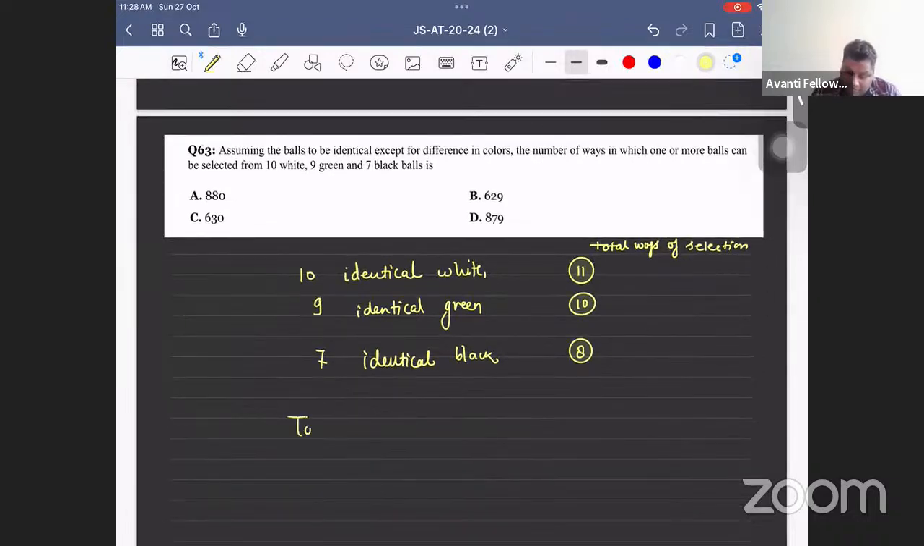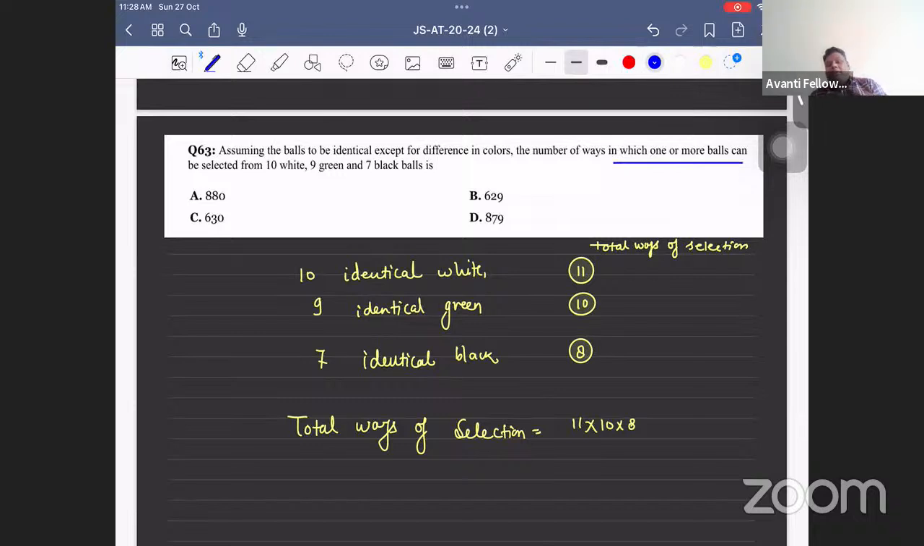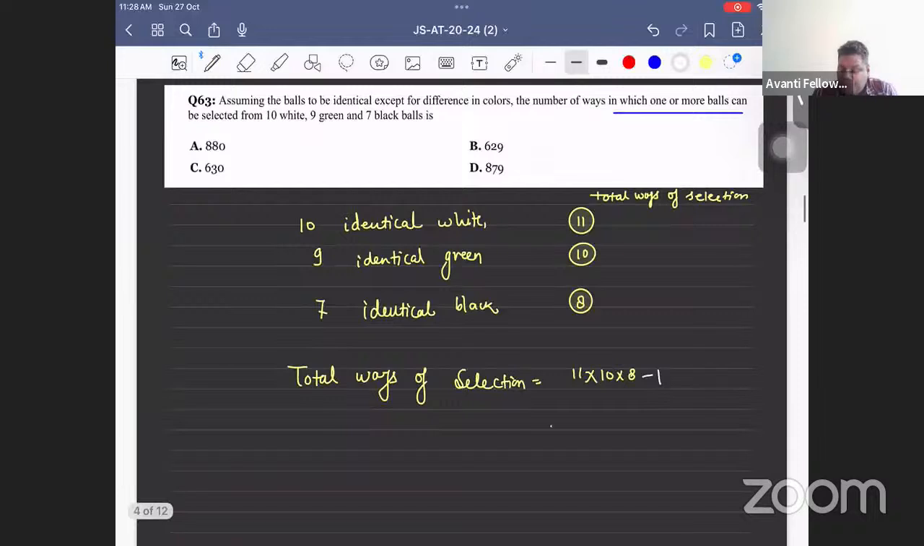So total ways of selection will be 11 into 10 into 8. But see, one thing is there in the question: one or more balls can be selected, means at least one ball you are supposed to select. So I subtract 1, where we do not select any ball. So the answer will be 880 minus 1, that is 879. Got it? So this was the question.